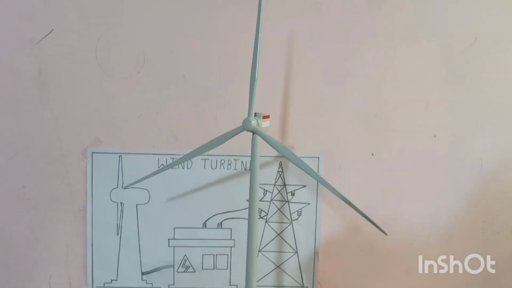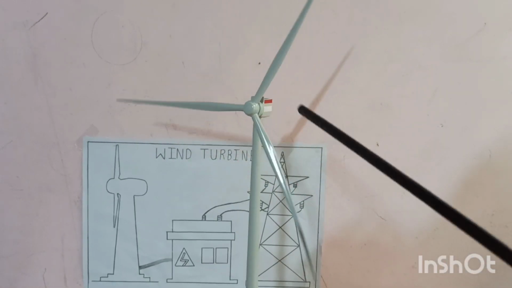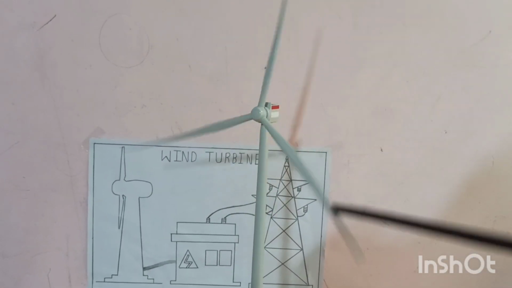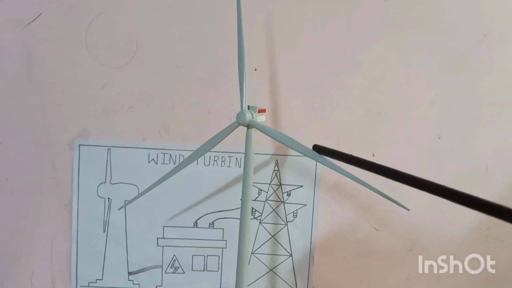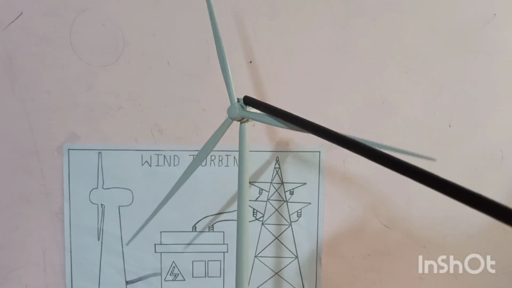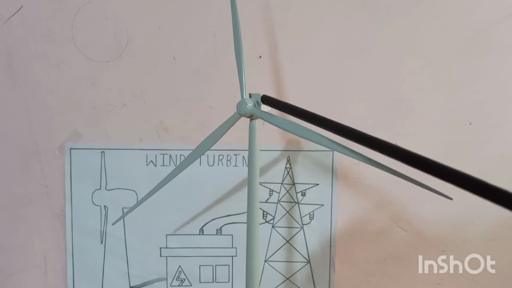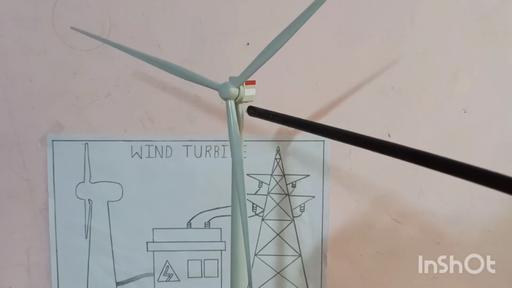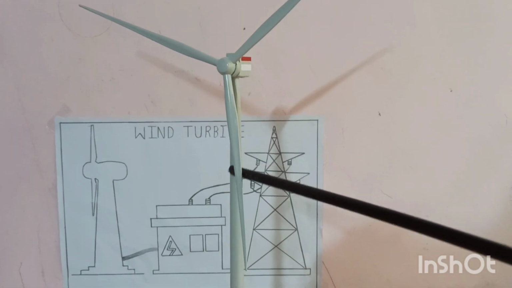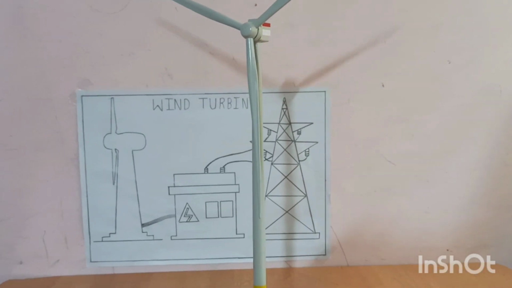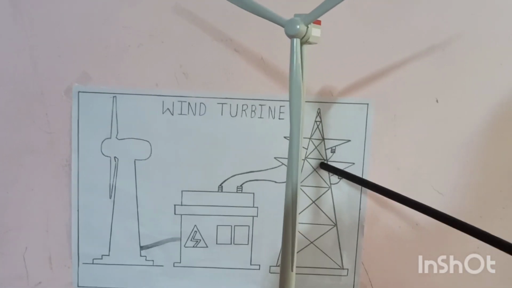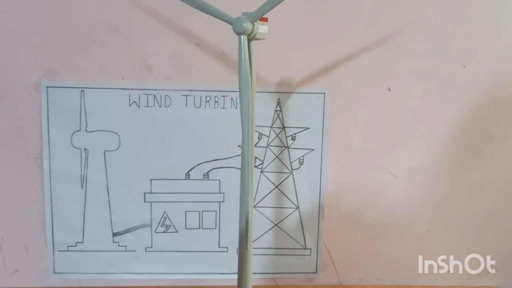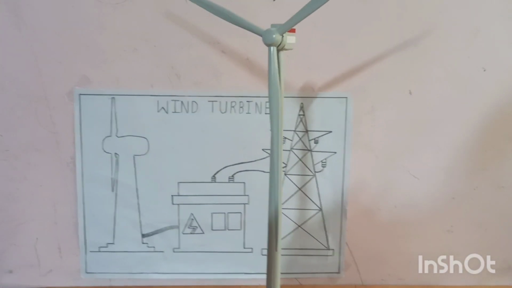When the air gushes here, it is going to rotate and produce a mechanical rotation, which gets transferred to the generator or to the gearbox, and then to the transformers, and then down the line through the tower, and then to the substation, and to the main grid, and to the individual homes.